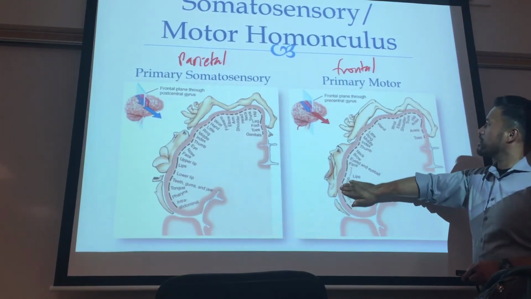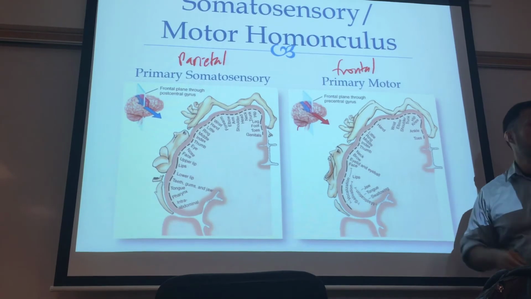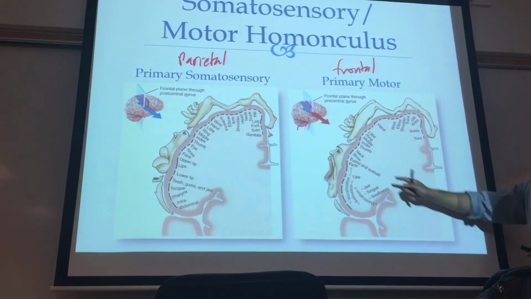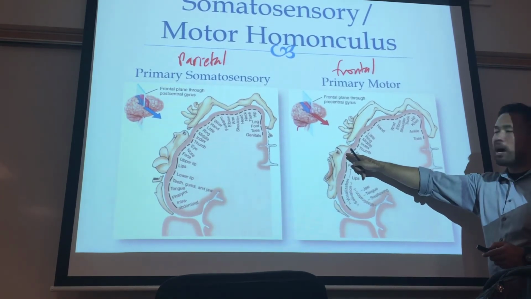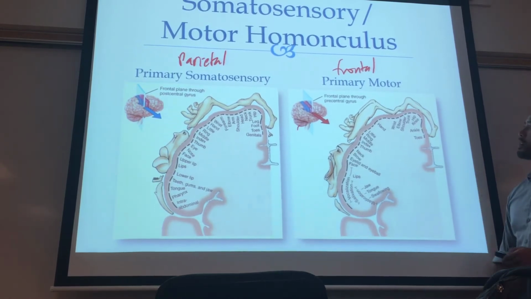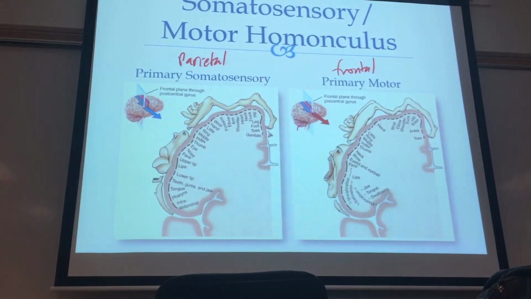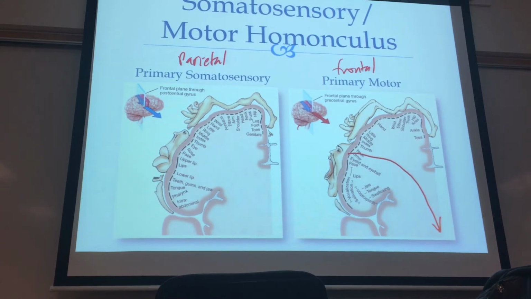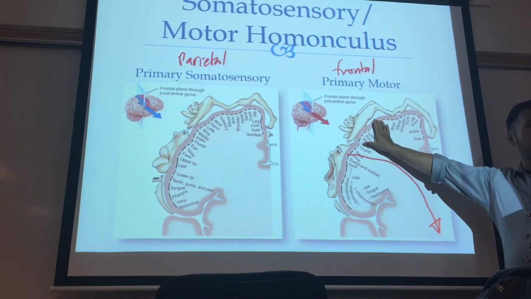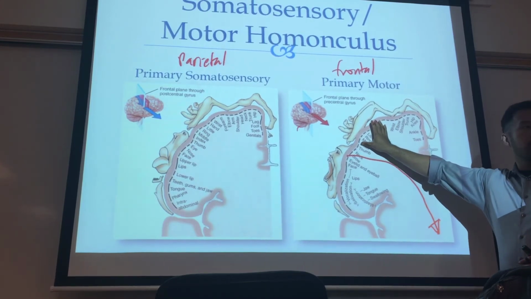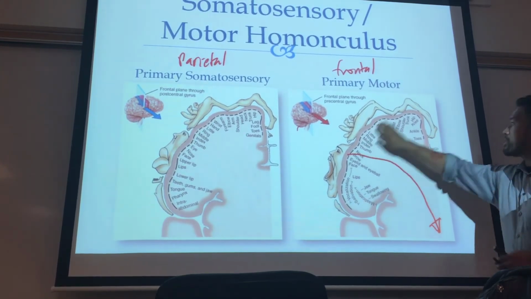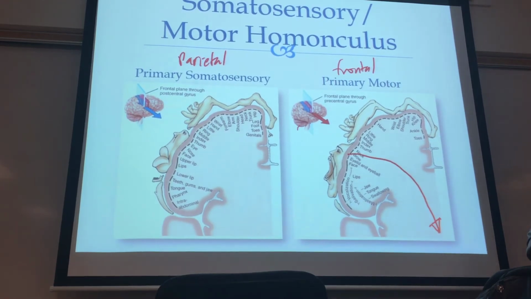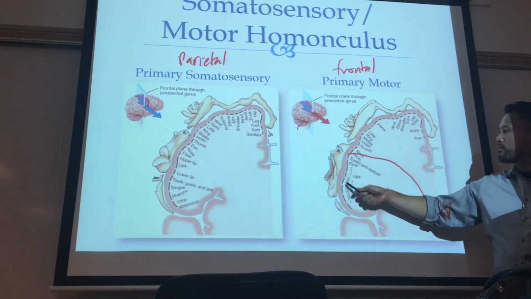Now similarly, on the primary motor, again, the more posterior region of the frontal lobe is going to contain the neurons that are going to be responsible for motion. So these are going to contain the cell bodies for what's called the upper motor neurons. These are going to be neurons that travel down to their respective areas. So areas that require the most muscle control are going to contain, again, the largest sections of this gyrus.